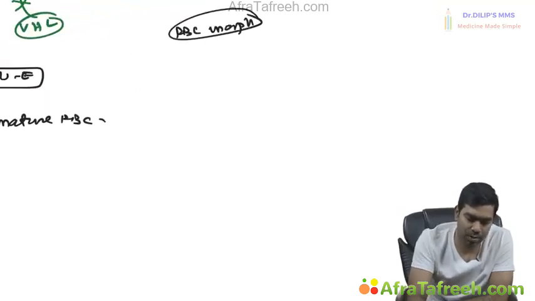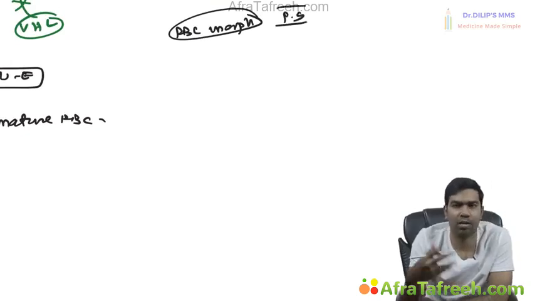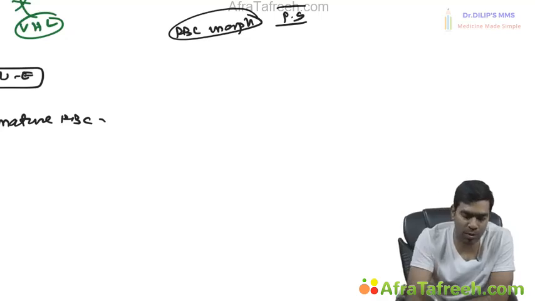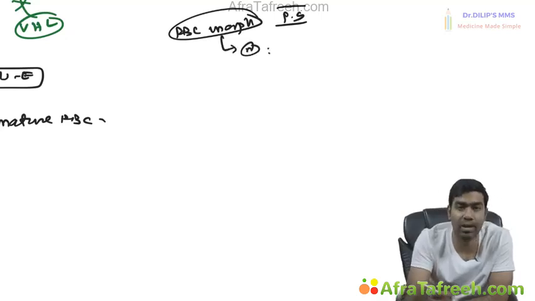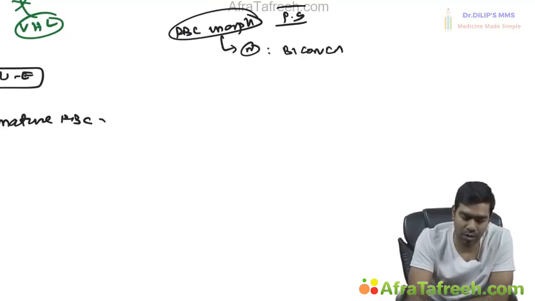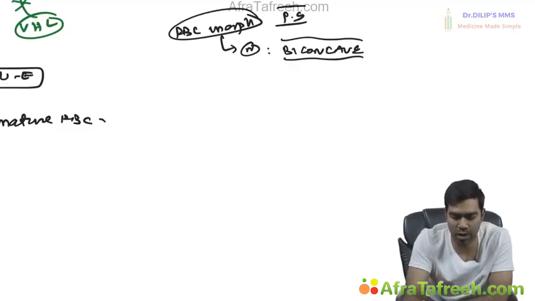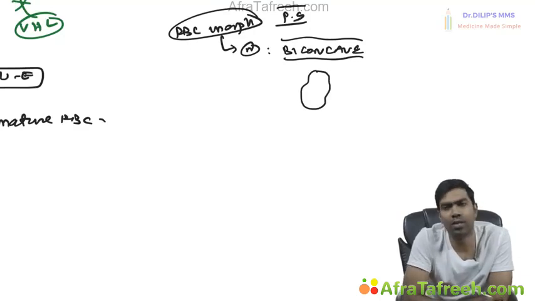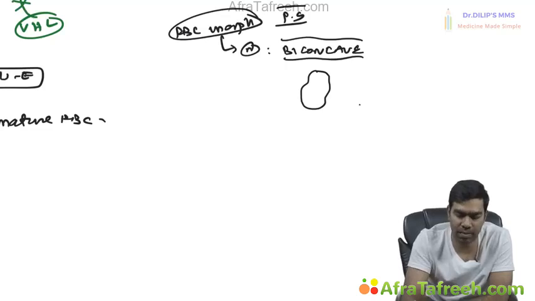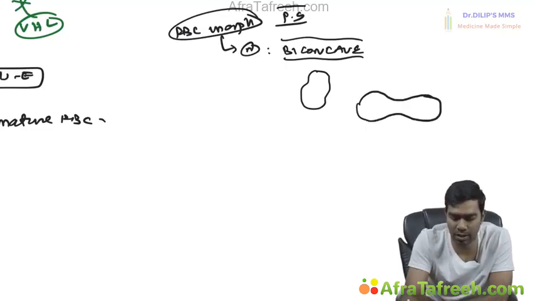RBC morphology: suppose you are going to see it in the peripheral smear or in electron microscope, what could be the normal RBC morphology? Normal is something called a biconcave shape. Everyone knows. So this biconcave is the normal RBC. It looks something like this. In animated versions, RBC will be drawn something like this. These are some examples of how a biconcave shape looks.